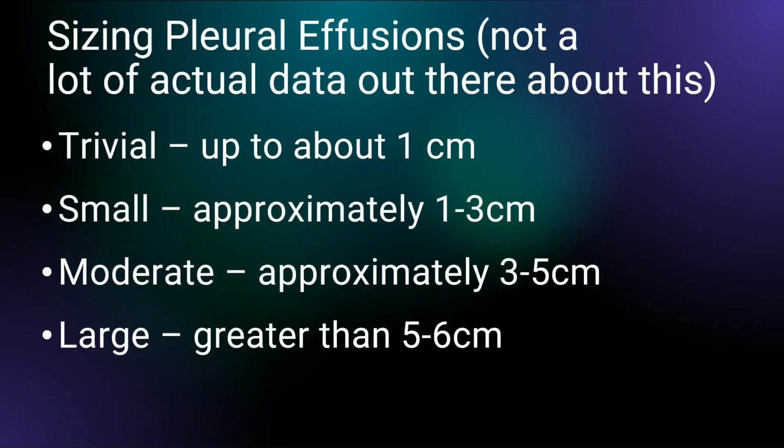And so when it comes to sizing them, there's not really a lot of data out there, so these were more or less internally created over the years. When we think about a trivial one, we're just seeing a little bit of fluid, often less than a centimetre or so, whereas a small effusion we consider often about 1 to 3 centimetres, where moderate we're heading more 3 to 5, and then large we're heading more to that 5, 6 plus sort of size.